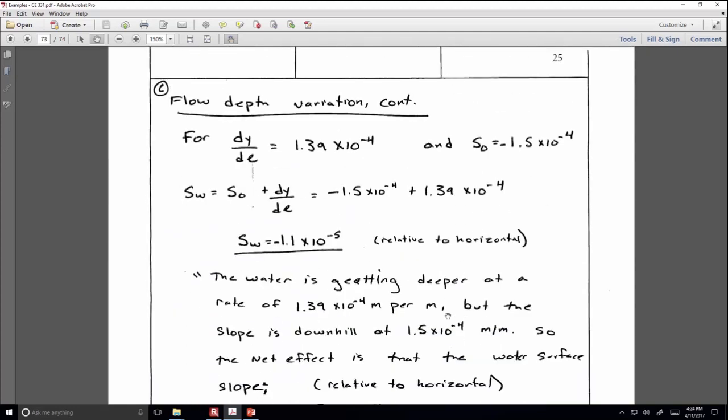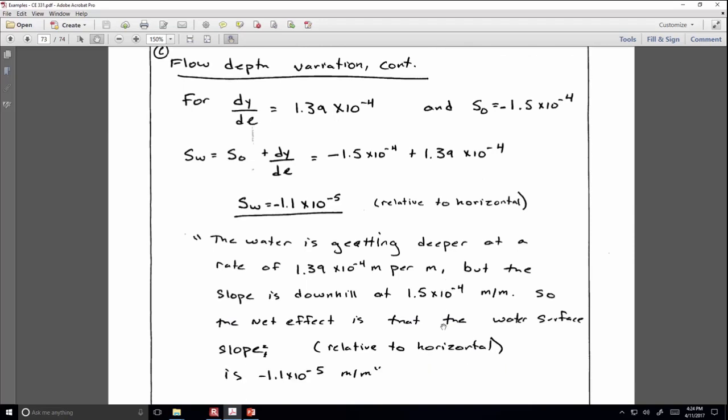All right, so now part C here. So we've got some dy/dl that we calculated, and then this is where we need to be sure that we account for the negative sign of the slope. So the water surface is going to be, actually, it's getting deeper, but the downhill slope is steeper than the rate that it's getting deeper. So the net effect is that the water surface is losing elevation in the direction of flow relative to horizontal.